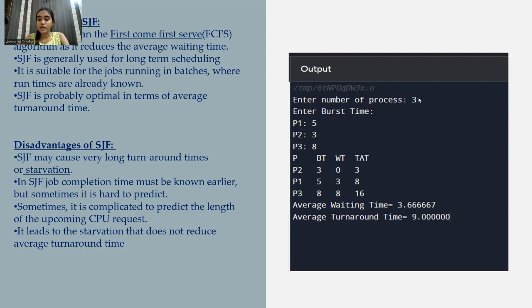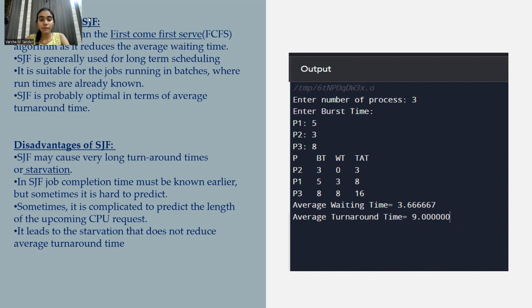Enter the number of processes. I have entered 3 processes and their respective burst times are 5, 3 and 8. In the table here, see P1, P2 and P3 are sorted according to their burst times. First 3 is the minimum burst time, so P2 will be allocated first, and then comes P1 and then P3. Again waiting time is calculated and turnaround time is also calculated. So this was about the program.